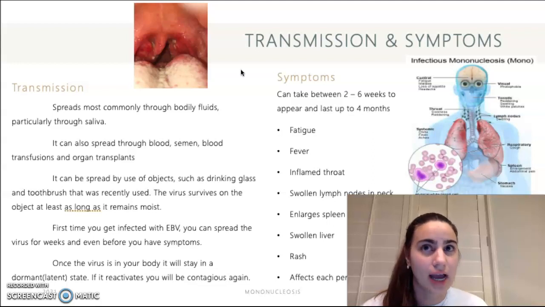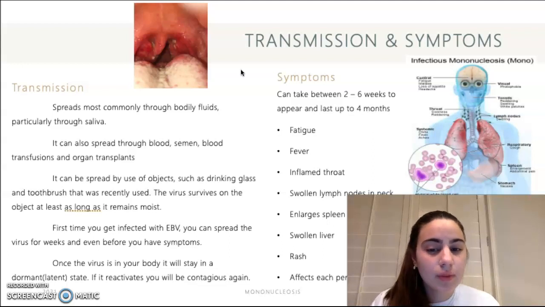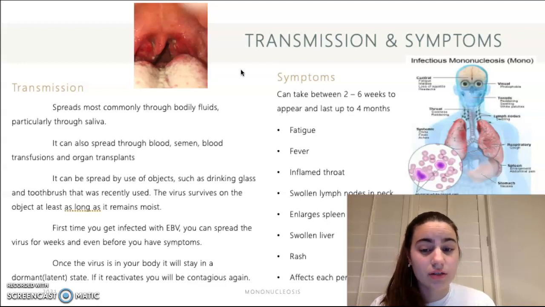Usually it doesn't reactivate unless you have something like an immunocompromised condition, another disease or virus that could compromise your immune system, so it will most likely resurface. Now for symptoms. It can take anywhere between 2 to 6 weeks to appear, and it can last up to 4 months, which is very dangerous.